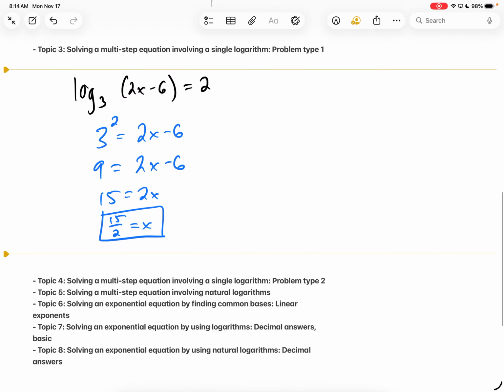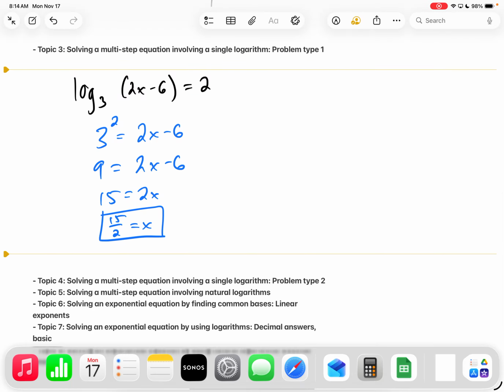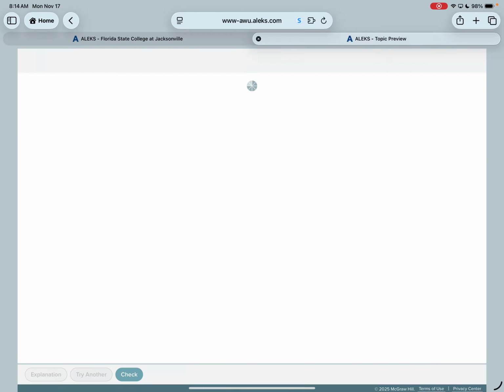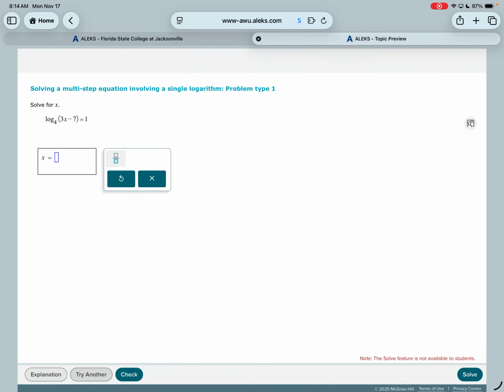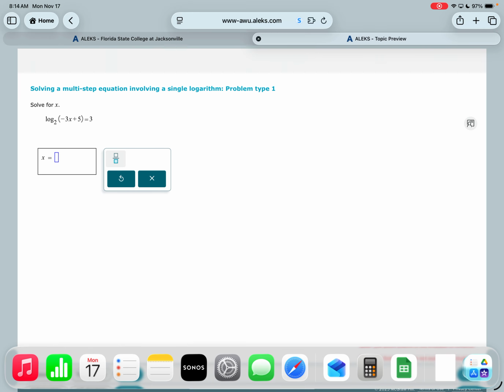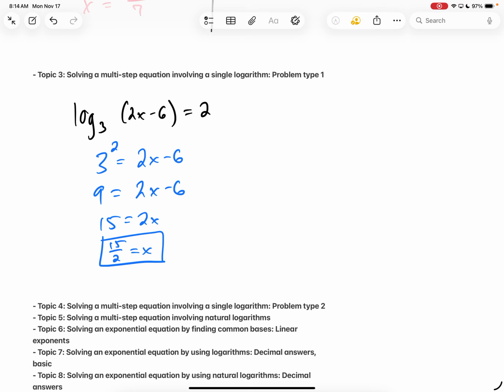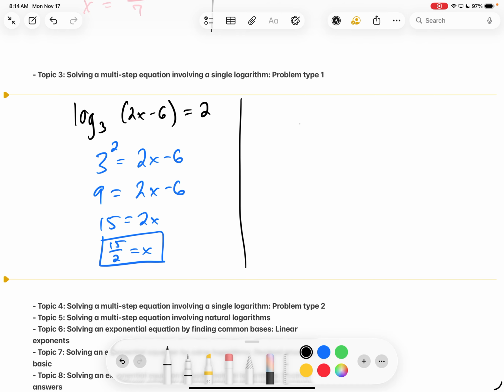Nothing really tricky on these too much. I don't think there'll be any really crazy variation from that right there. But you just rewrite it to exponential and then you solve the problem. I'll do one more just because. Log base 2 of negative 3x plus 5 equals 3. All right, on this one, base 2, exponent's over here by itself, negative 3x plus 5.